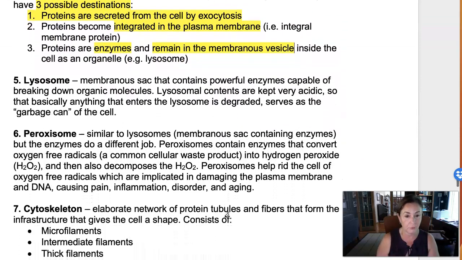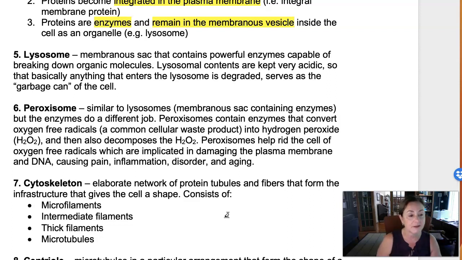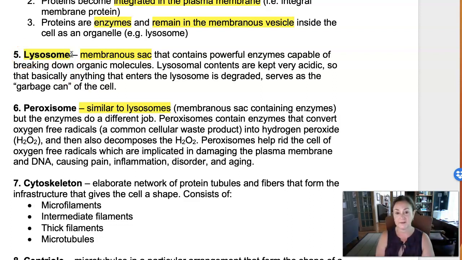Actually, the next two organelles that I have up on our list, the lysosome and the peroxisome, are related in that they are just membranous vesicles that were produced by the Golgi that contain certain types of enzymes that are going to do a certain job in the cell. The lysosomes are very common in cells. The lysosomes contain enzymes that you can think of as kind of like the garbage can of the cell. They're hydrolytic enzymes, where anything that's fused with the lysosome is going to be broken down. Inside of the lysosome, it's very acidic. Basically anything that enters the lysosome is degraded. Okay, so that's how we get rid of waste within the cell.